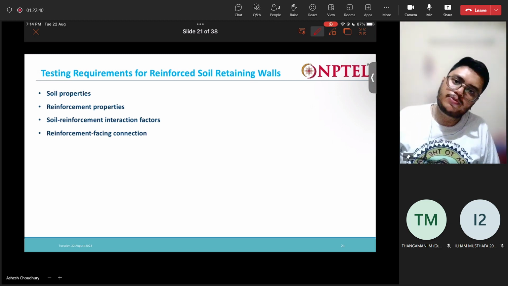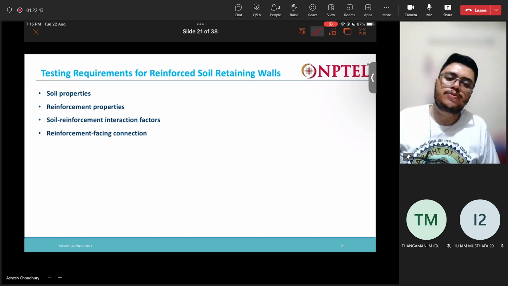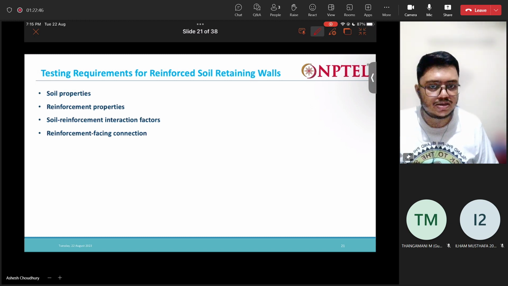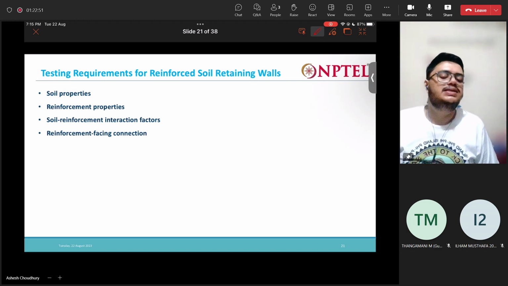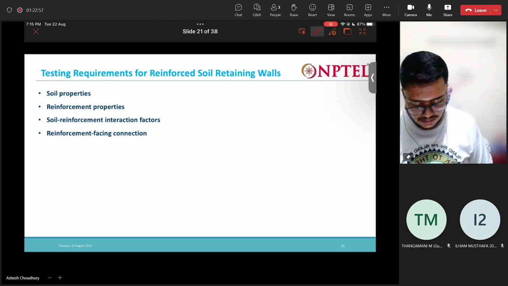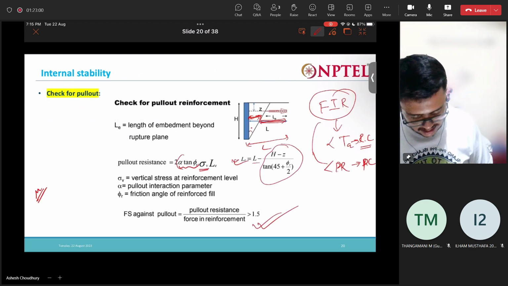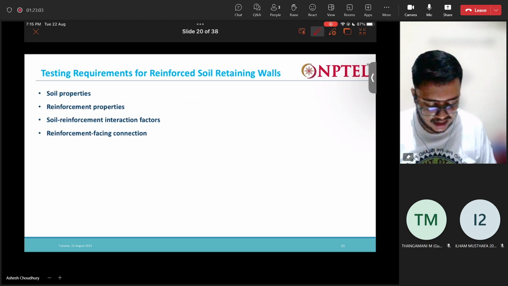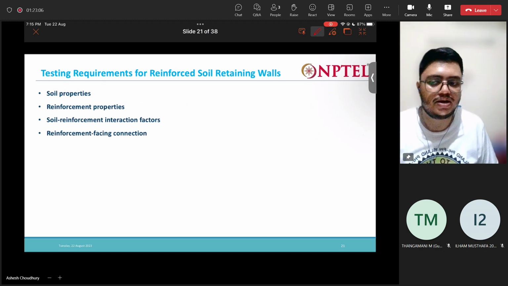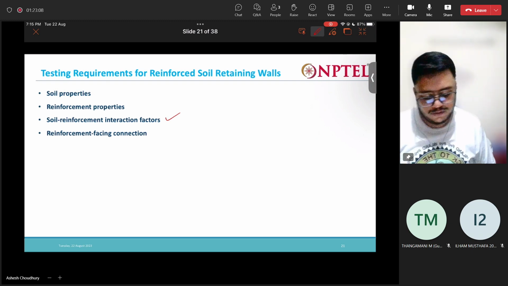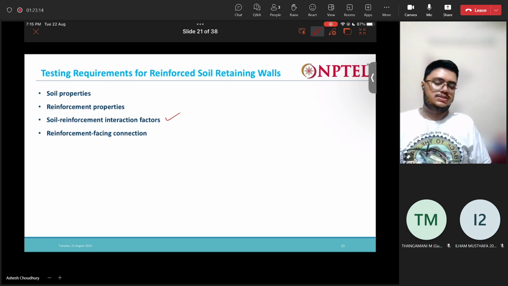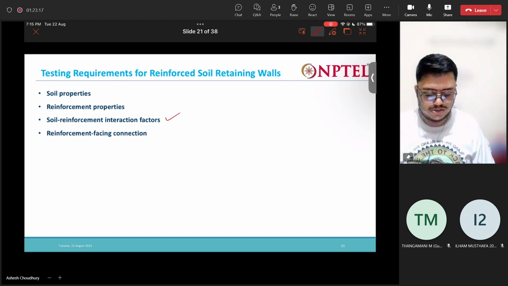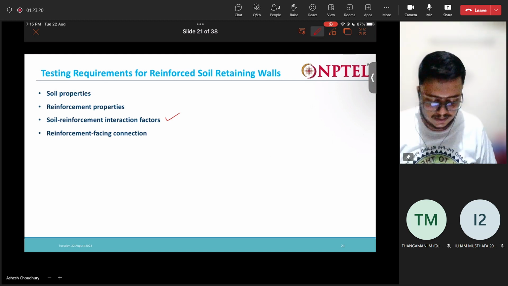Then comes the reinforcement property. That is the allowable tensile strength of the reinforcement, which we need to know. Third is the soil reinforcement interaction factor, which is the friction coefficient between the soil and the reinforcement, this alpha. And then there is the reinforcement facing connection strength, that is, how the reinforcement and the facing interact. All these things we need to determine by various tests.